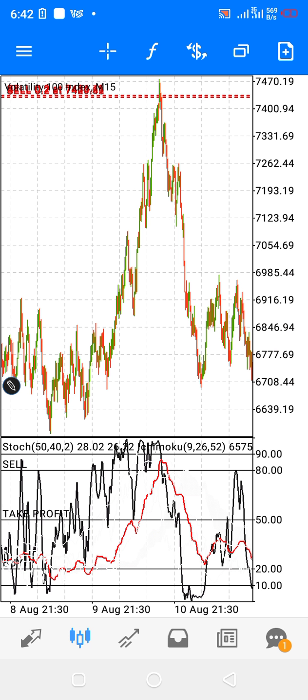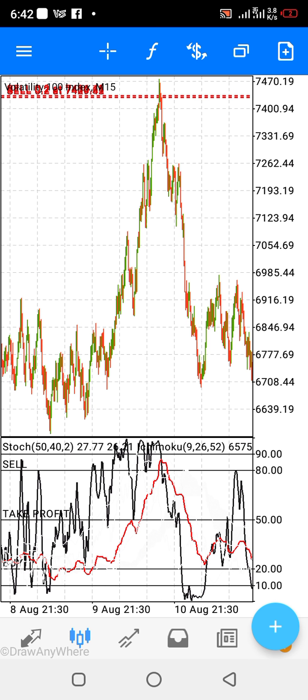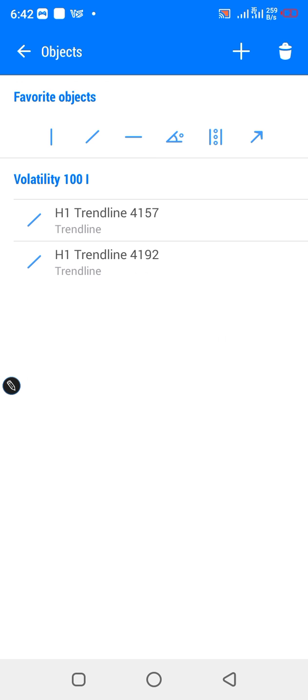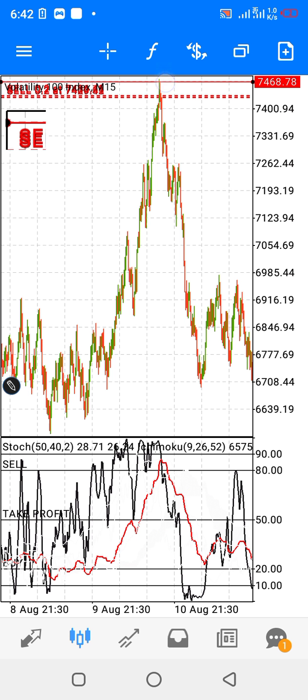So you can even set your stop loss at the top there. Okay, at the top here, you can set your stop loss. Let me use these lines. You can do it here, okay? You can do it at the top there.